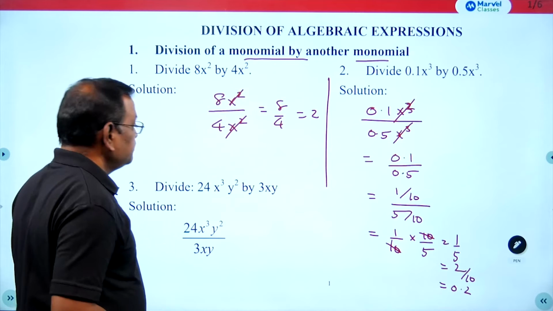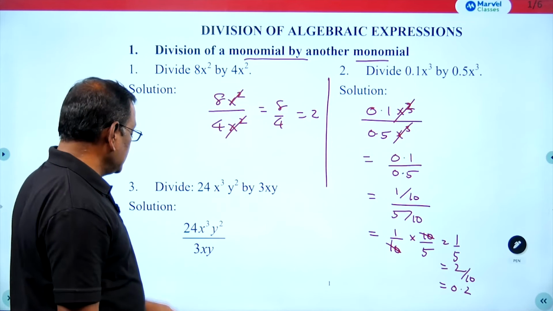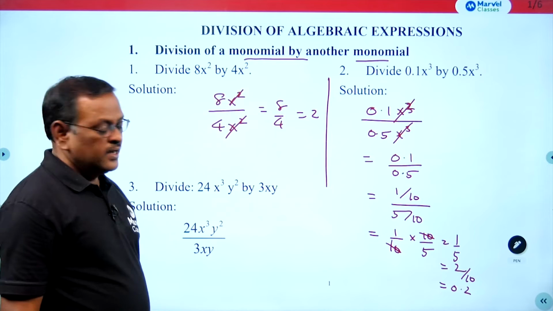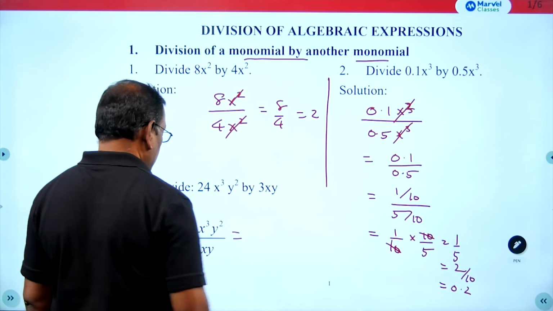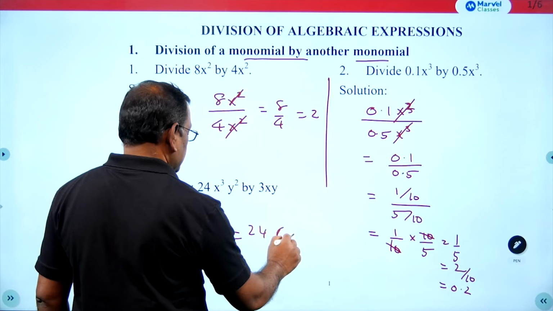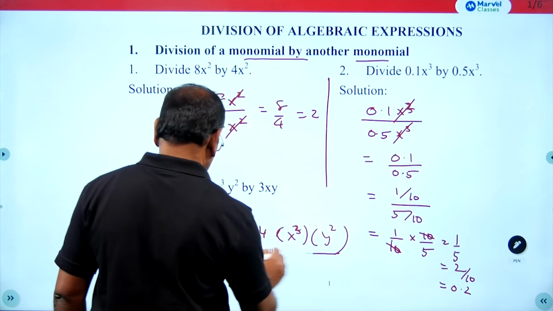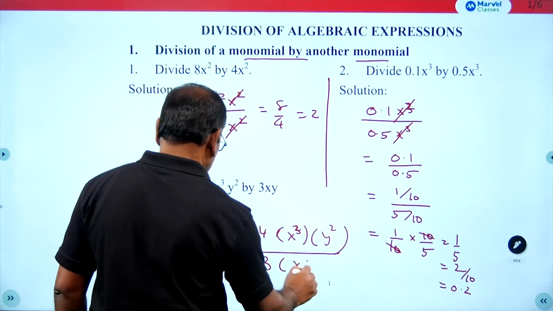Here both the questions have only a single variable. Now this is an example for more than one variable. Okay. So first, 24 into x square into y square, this is x cube into y square by 3 into x into y.